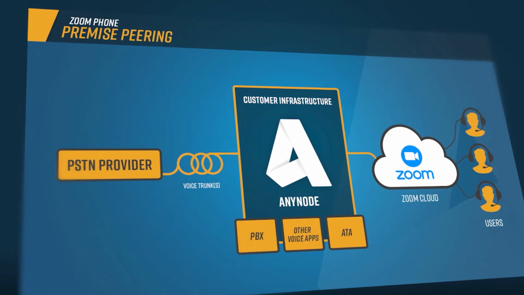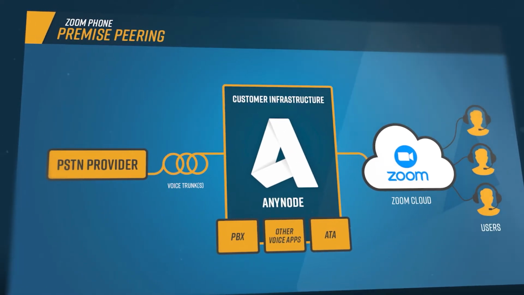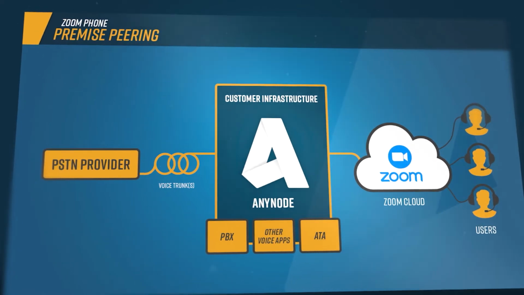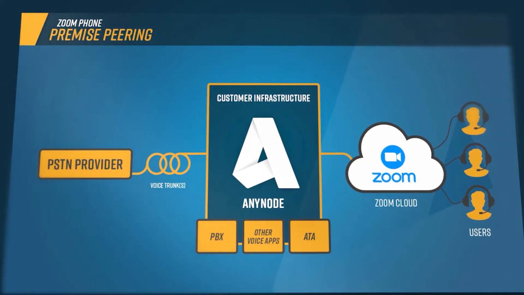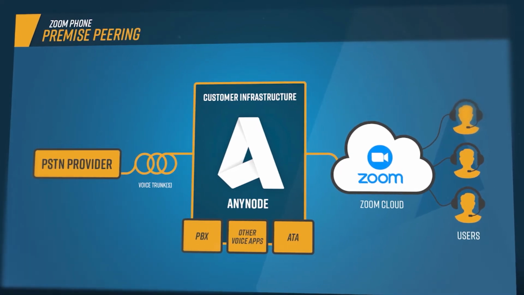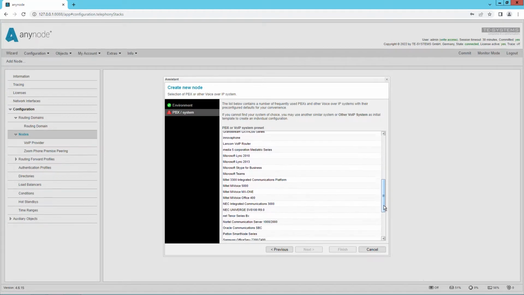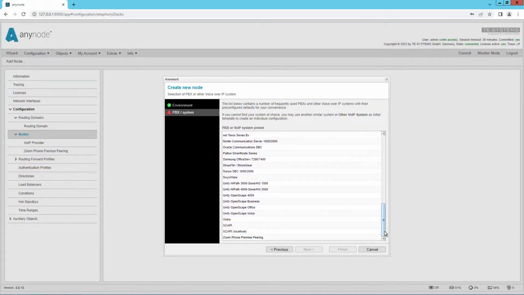Zoom Phone Premise Peering allows you to connect to Zoom Cloud using nothing more than a SIP trunk and anynode. For customers who have to manage the infrastructure like an existing PBX or voice services on premises, this will be their optimal choice. Anynode supports a very broad range of PBXs and versions and also provides rich dial string rewriting functions to fit in any PBX dial plan.